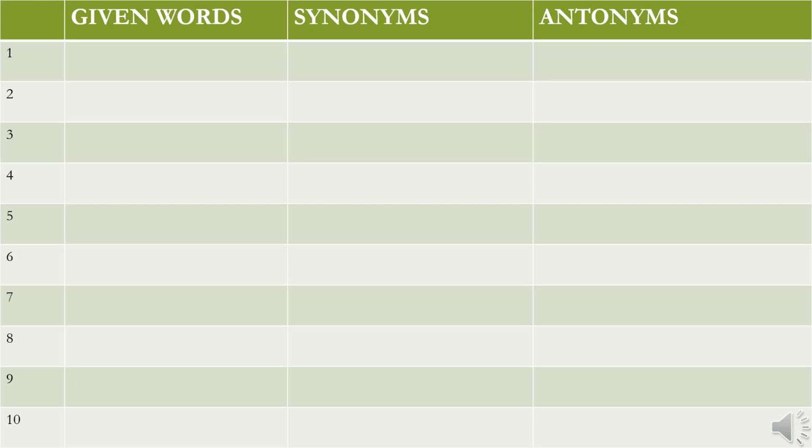To write the answers, you need a table. You can see that in this table there are 3 columns. In the first column, you have to write the given words. In the second one, synonyms, and in the third one, antonyms. In the first column, you have to write the 10 underlined words.